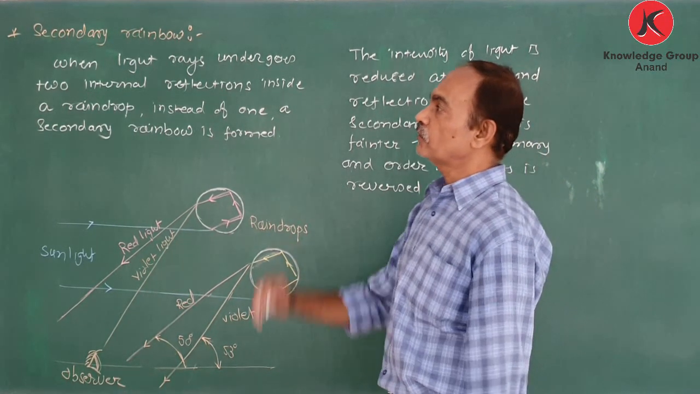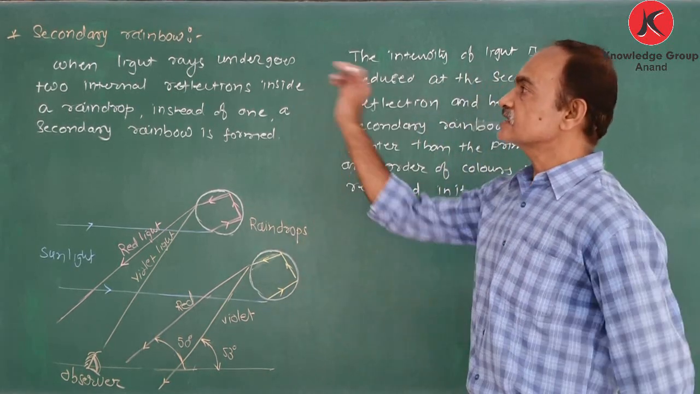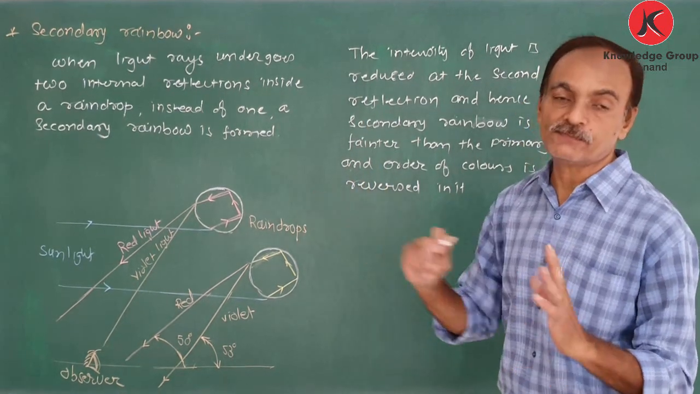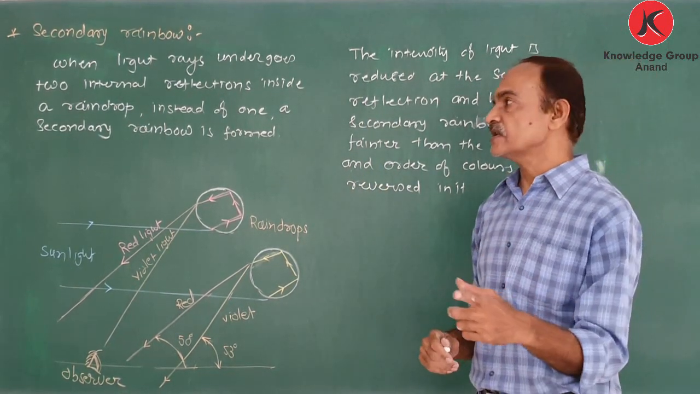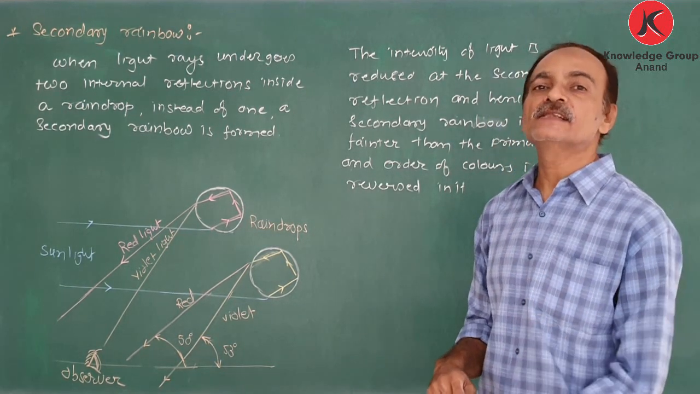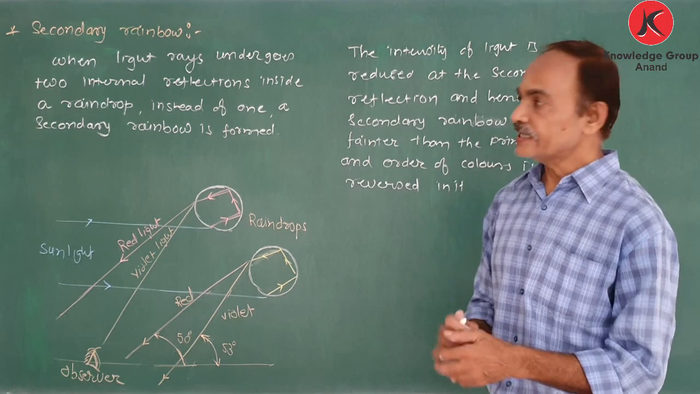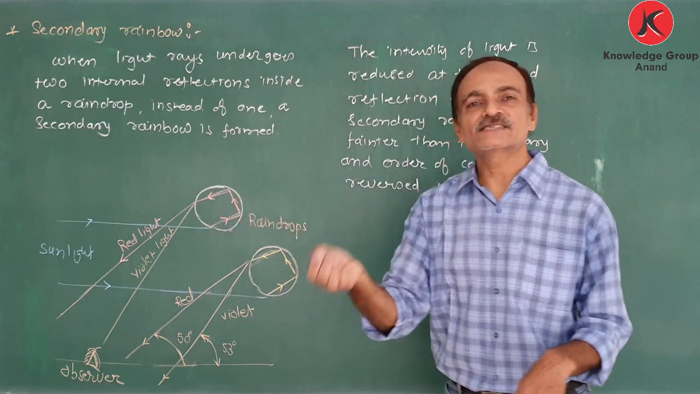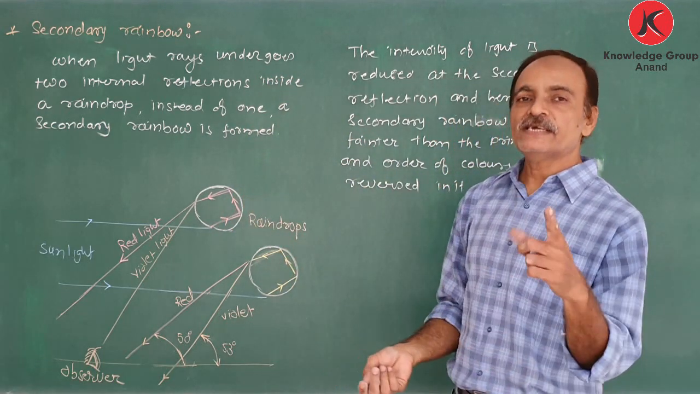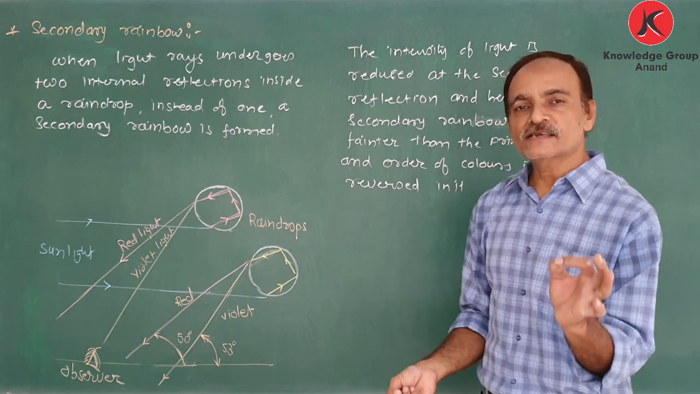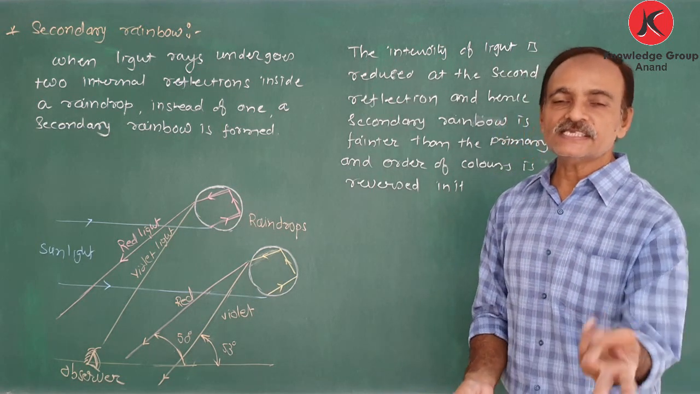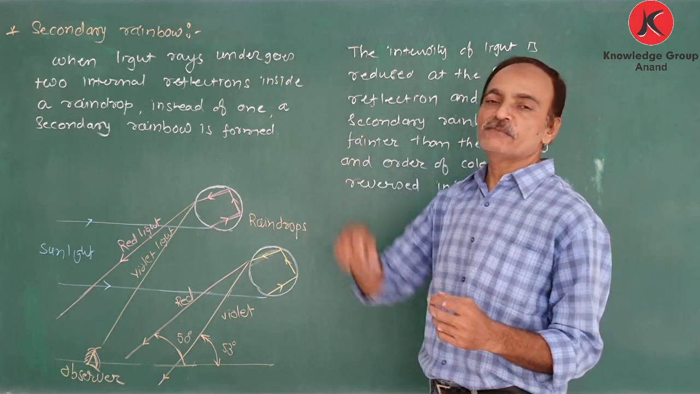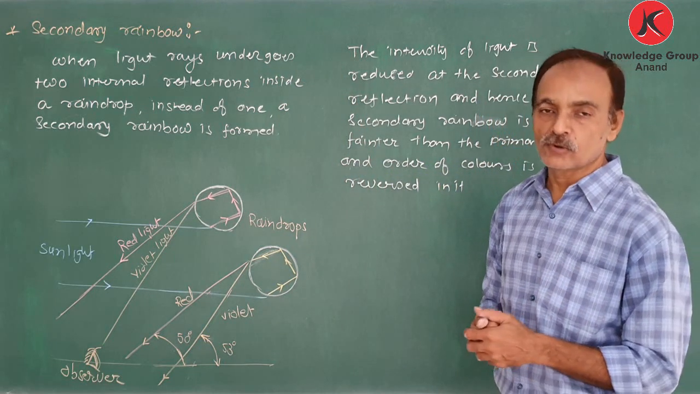Okay, now after the formation of the primary rainbow, how is the secondary rainbow formed? The primary rainbow is formed in 3 steps: refraction, internal reflection, and then refraction again. But in the secondary rainbow, the process is increased by one more step. In the primary rainbow, the internal reflection takes place a single time. If the internal reflection takes place 2 times, at that time a double rainbow is formed, which is known as the secondary rainbow.